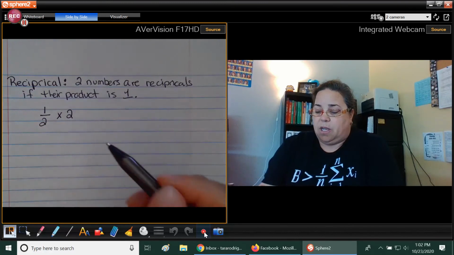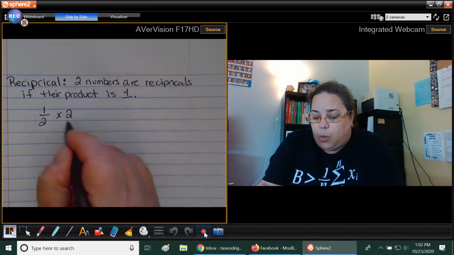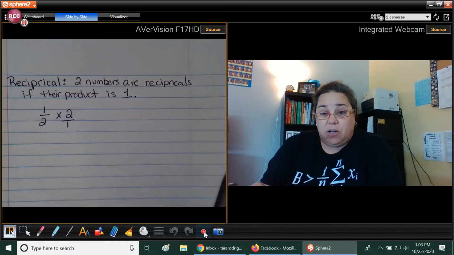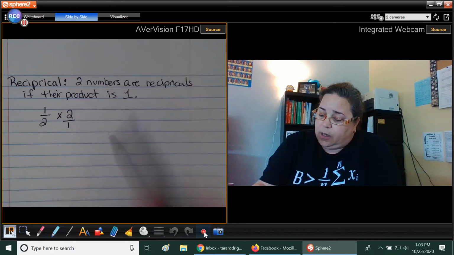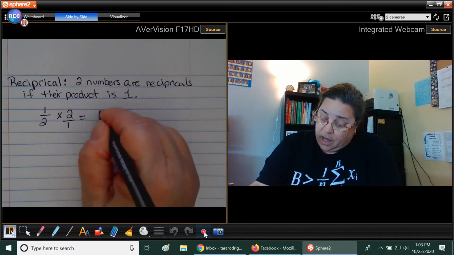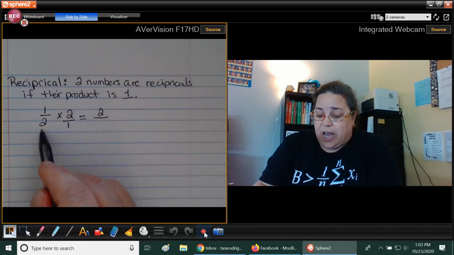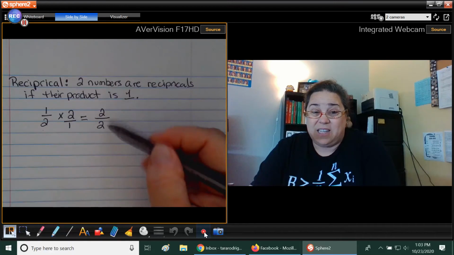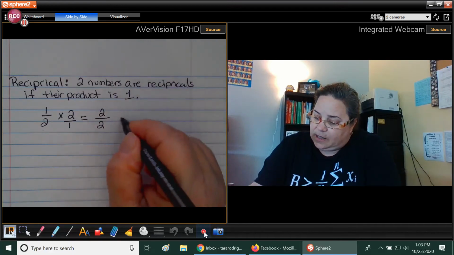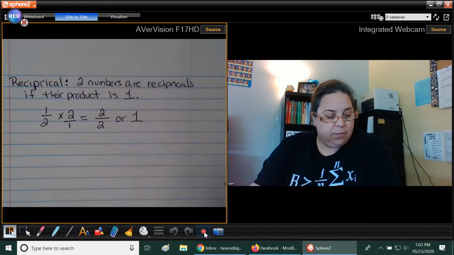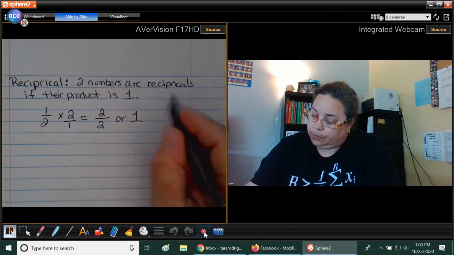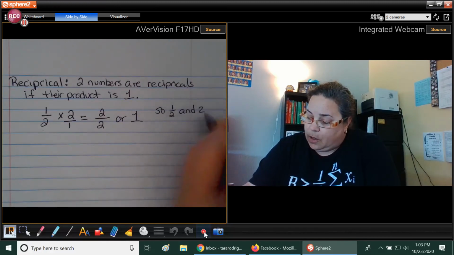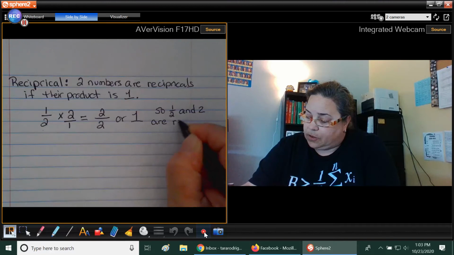All right. Well, in order to multiply that, don't I have to put a 1 underneath the 2? And now if I multiply straight across, 1 times 2 equals 2. And 2 times 1 equals 2. And we know we have to simplify that, right? 2 divided into 2 is 1. So 1/2 and 2 are reciprocals.